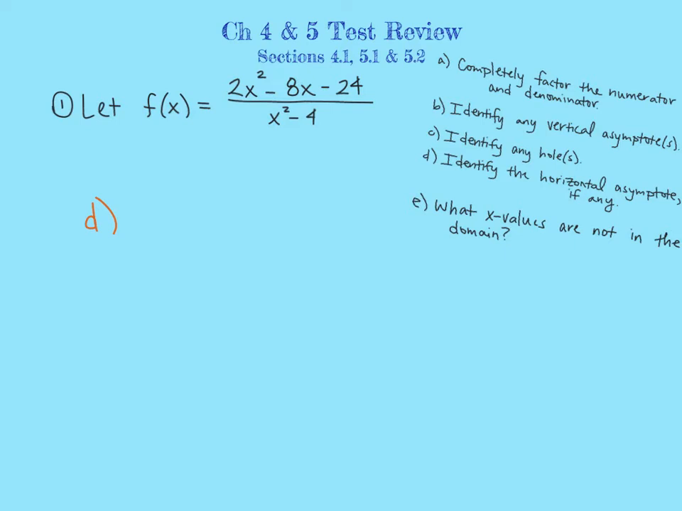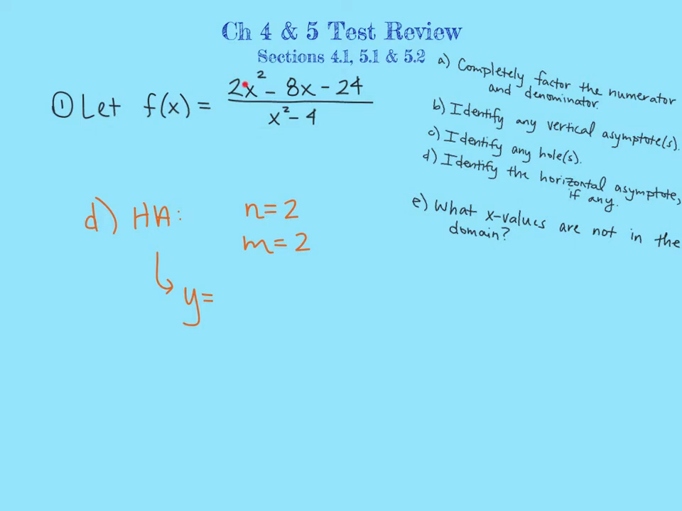Part D is asking about the horizontal asymptote, and in order to find a horizontal asymptote of a rational function, we need to identify the degree of the numerator, n, and the degree of the denominator, m. Our n value is 2, and our m value is also 2. So because n and m are equal, the horizontal asymptote ends up being the ratio of the lead coefficients, a over b. Our leading coefficient in the numerator is 2, and our leading coefficient in the denominator is 1.